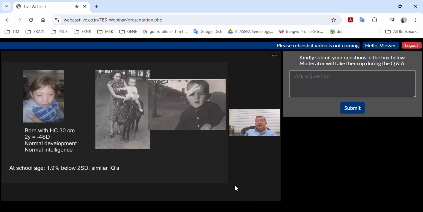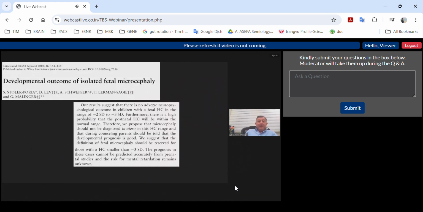On the other side, you have here this image of a very macrocephalic child. Okay, these are pictures of myself. I was born with a head circumference of 39 centimeters, which represents 3.1 standard deviations. Now I am 71 years old. My head circumference is 61 centimeters, which is 4.1 standard deviations. And according to myself, not to my family, I am quite normal.